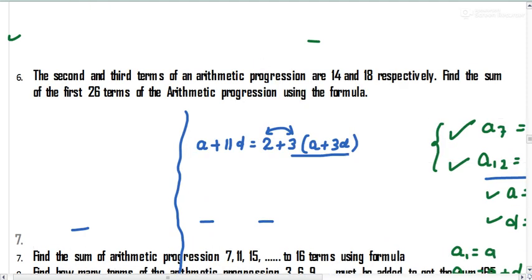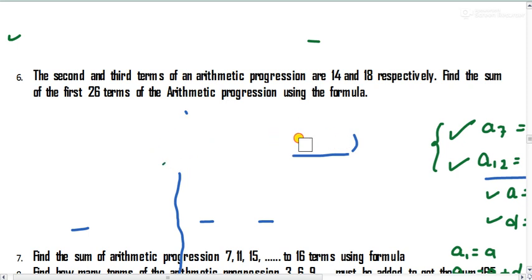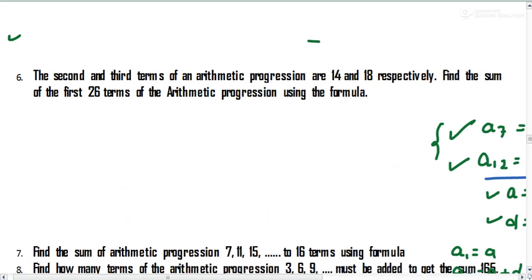Can anyone read this question? Is it visible? Question number 6. Am I audible to all? Can you try question number 6? Can you tell me just the data? I can't erase this. Okay, the second term and third term are given. Then what is the asked data? S26. Very good.